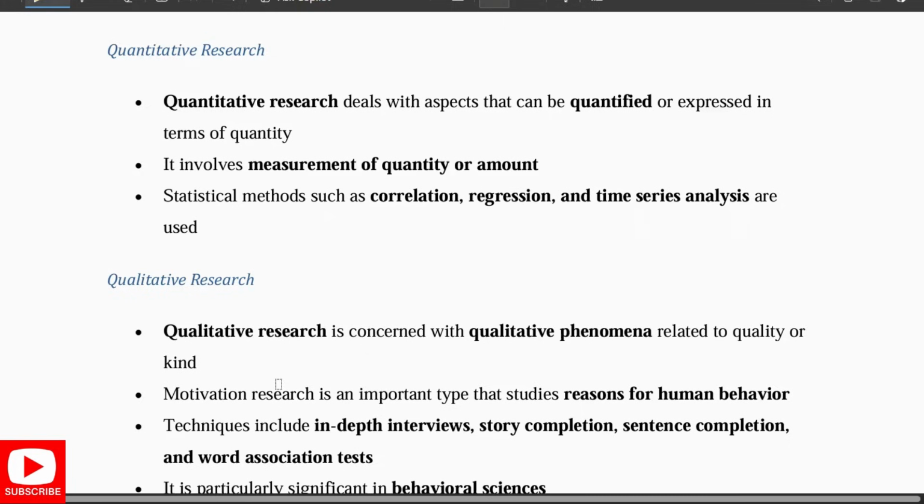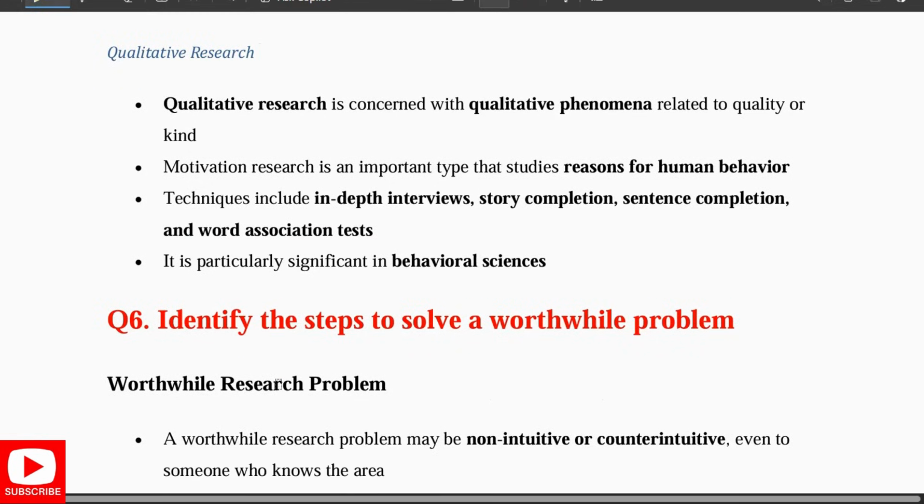In the qualitative research, it is concerned with qualitative phenomena, that is, quality or kind. This type is important for studies of the reasons for human behavior. Now, the techniques included here are in-depth interviews, story completion, then sentence completion or word association tests. So these come under this. It is particularly significant in behavioral sciences.